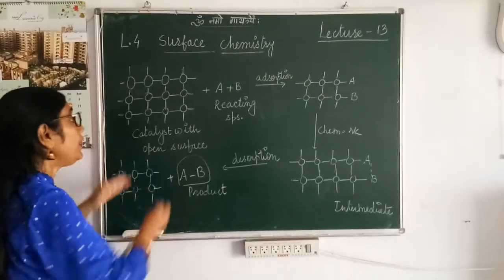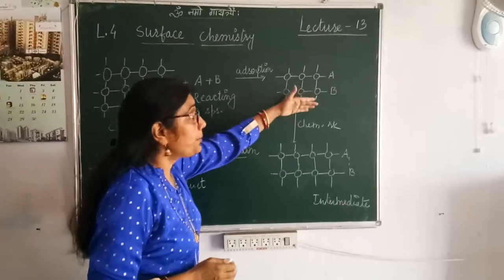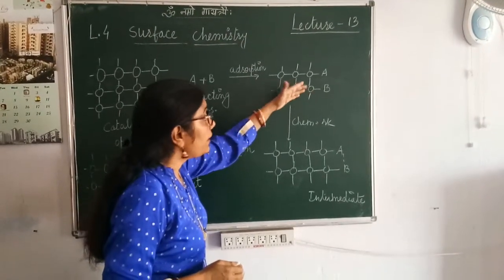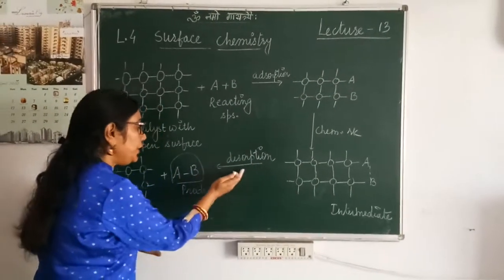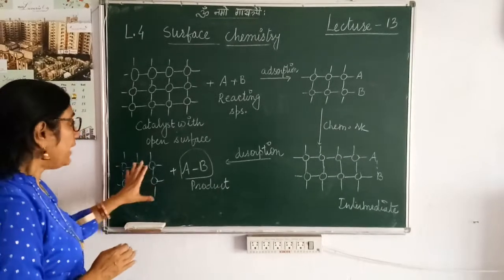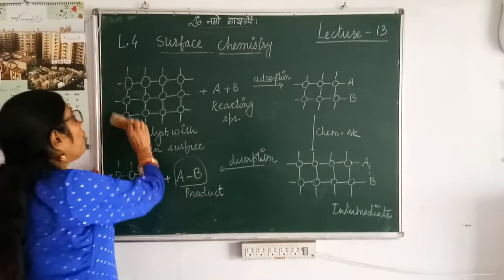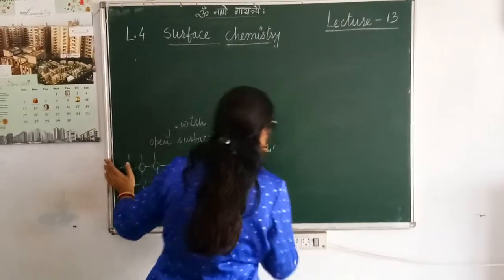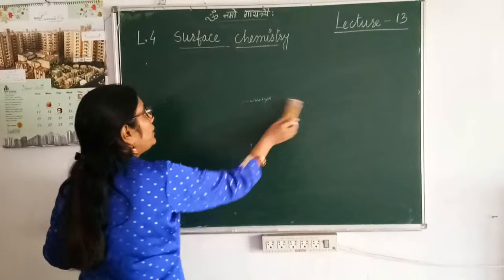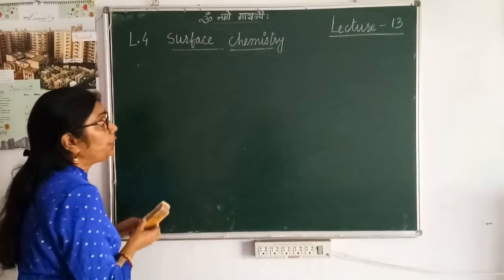So first of all, the catalyst adsorbs the reacting species. After adsorption, this is the scenario. Then the chemical reaction occurs to form the intermediate, and finally desorption to form the product, and the catalyst is separated out. So these two types, homogeneous catalysis and heterogeneous catalysis, with examples along with the mechanism by which they take place, are very important for you all.